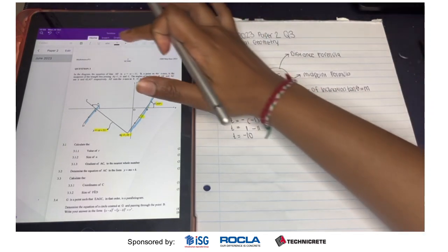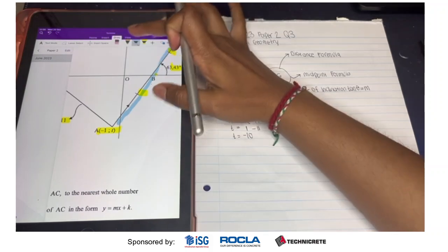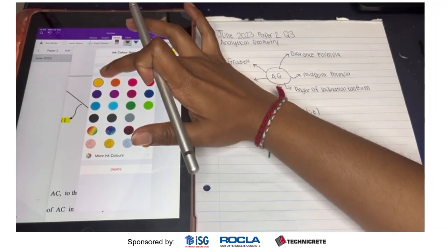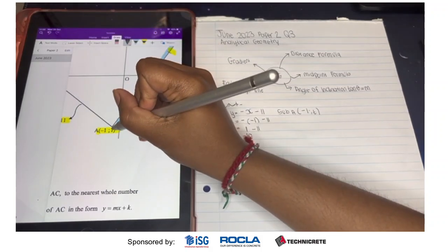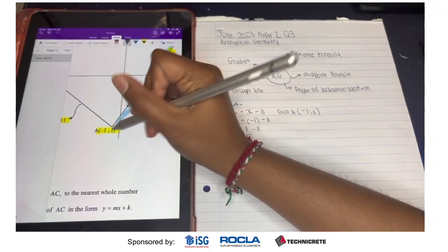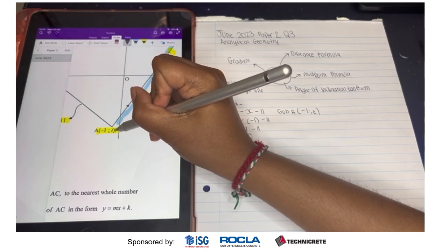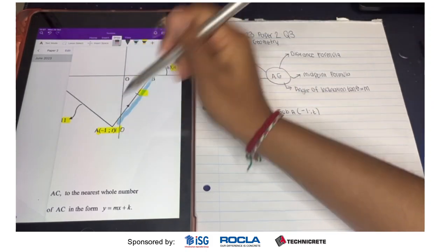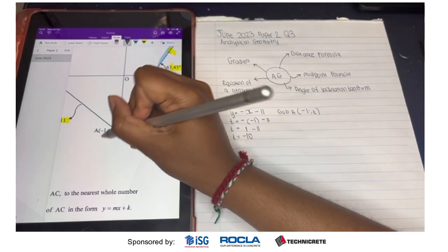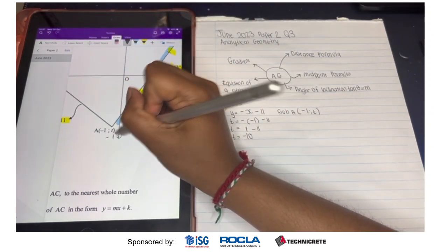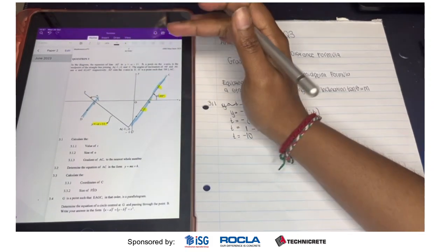Now that we have t, we can go back here and fill that in. A is negative 1, and t is negative 10. Okay, so we have completed question 1.